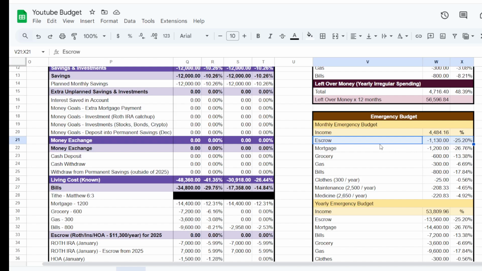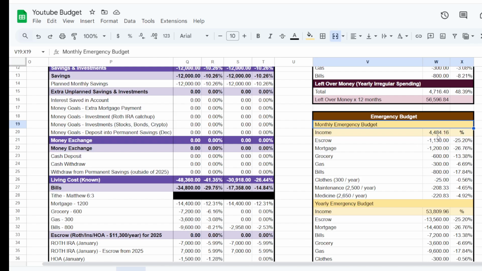And I guess what I could do in an emergency is stop contributing to my Roth IRA. That will give me another $7,000 buffer. But for now, I just kept that in there if I can manage it. So this is, I guess, a true emergency budget. Maybe I should make a dire emergency budget later on. But for now, this is what I would like.